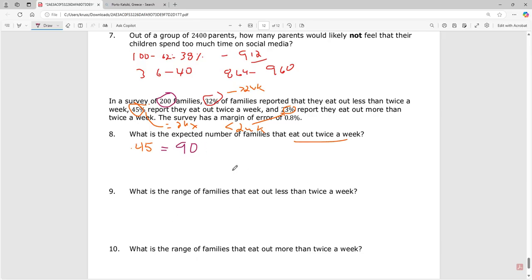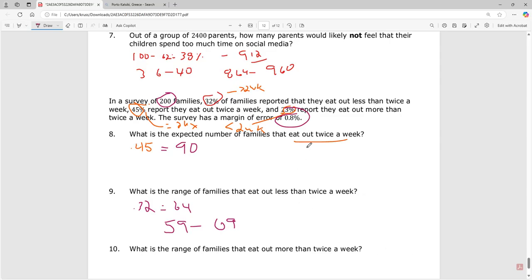So now the range for families who eat out less than twice a week. That's 32%, so 0.32 times 200 is going to be 64 families, right? But that's the middle of the range. So I'm going to use the margin of 8%. 8% less would be 92%, so 64 times 0.92 is like 58.8. We'll call that 59. And then 64 plus an additional 8% is 64 times 1.08, which is like 69. And lo and behold, 64 is right in the middle.